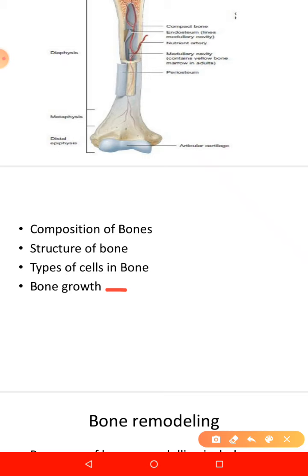And then in terms of growing in length, the bones have the end called the epiphysis. At the end of each long bone, it is separated from the diaphysis by a plate of proliferative cartilage, termed the epiphyseal plate.